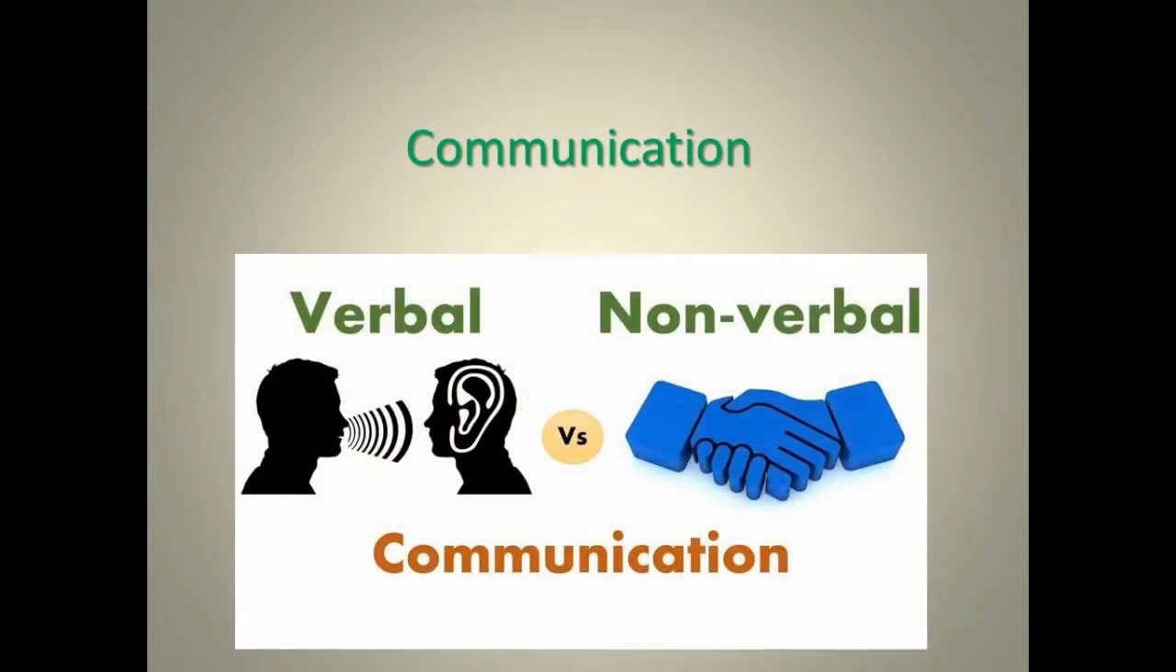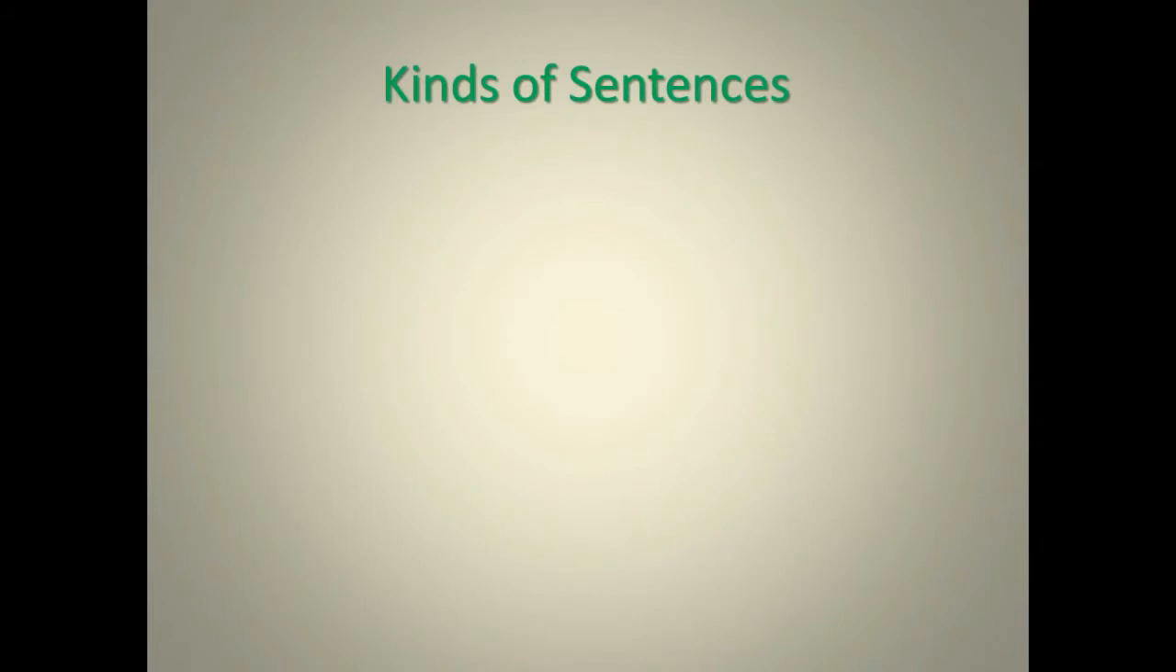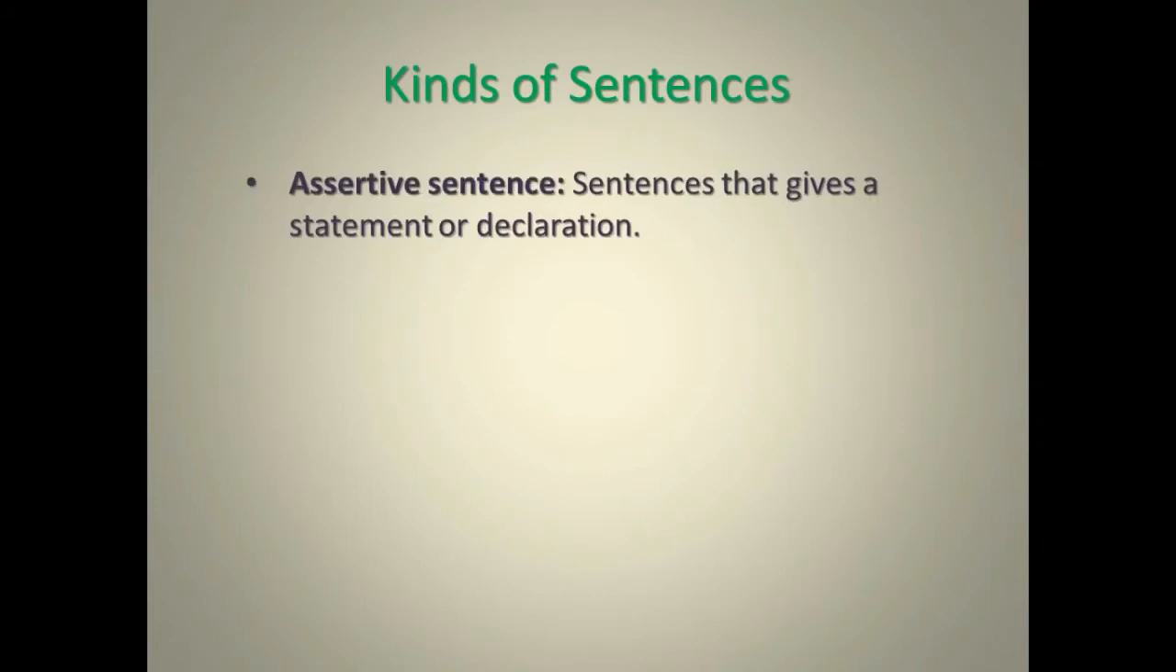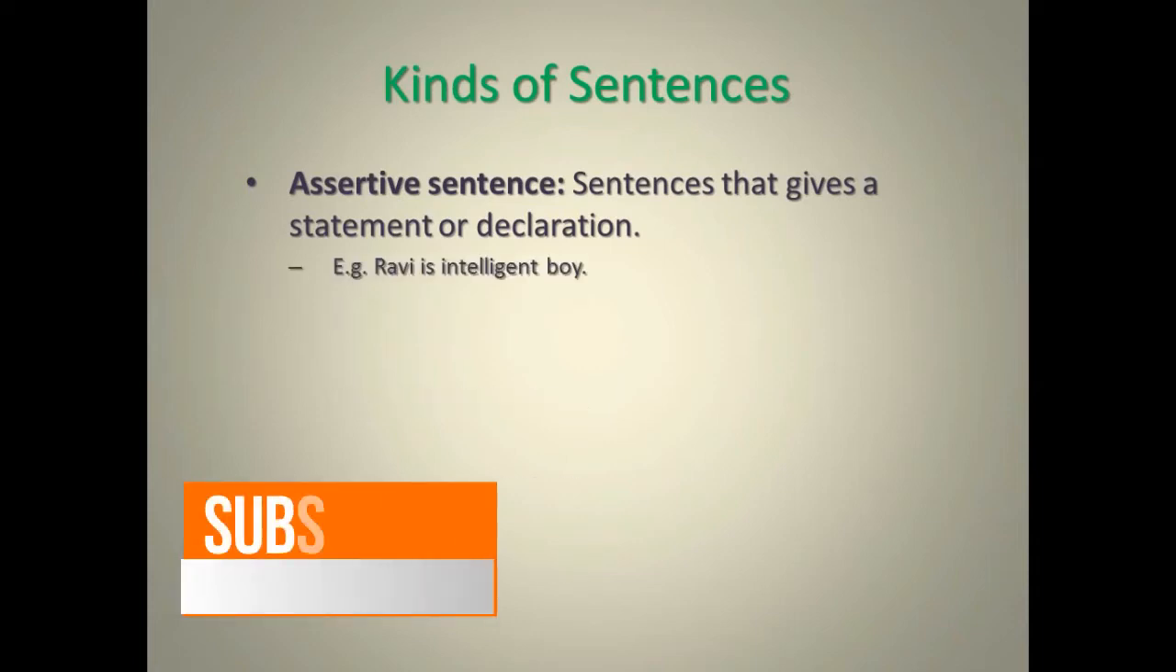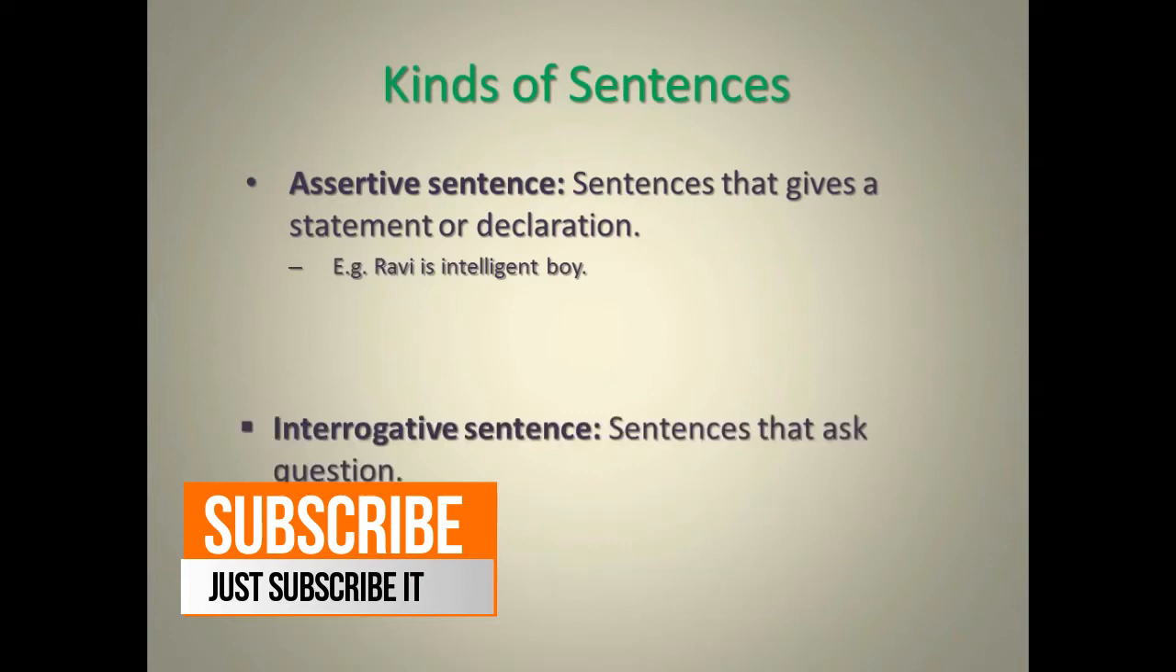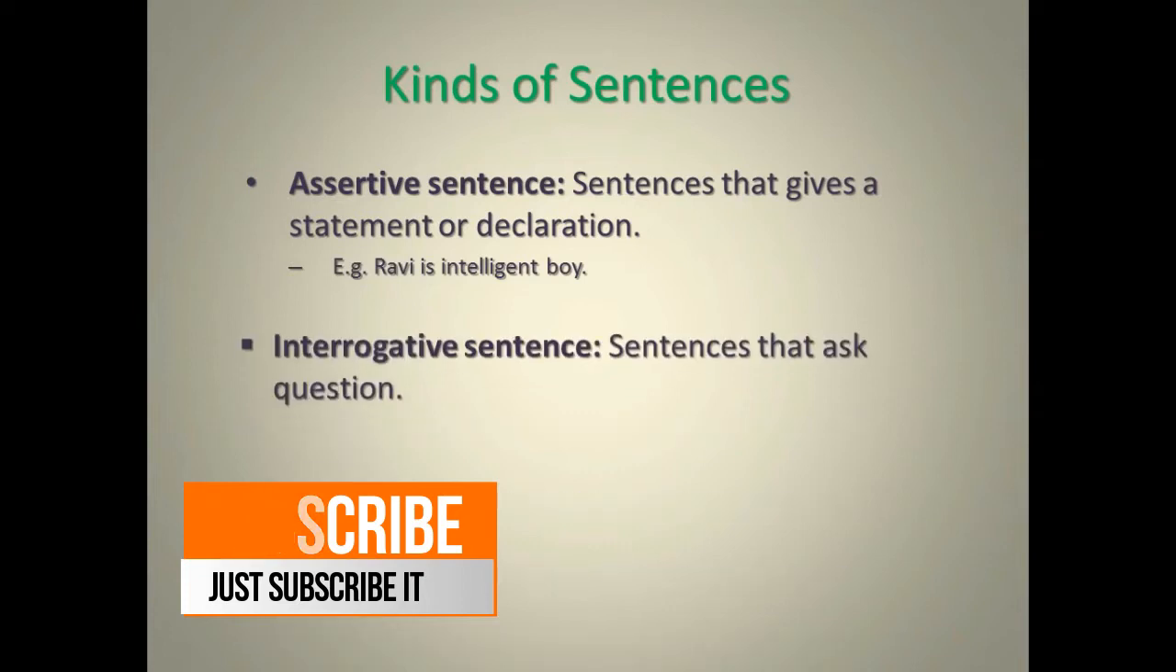We'll start the first chapter, which is about communication. Though we have already completed verbal and non-verbal communication, this next part is about kinds of sentences. There are four types of sentences. First is the assertive sentence. Assertive sentences are those that give a statement or declaration, like Ravi is an intelligent boy. Here this is a statement, so this is an assertive sentence.